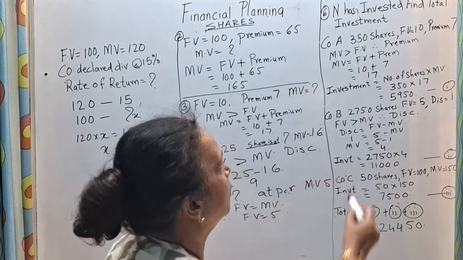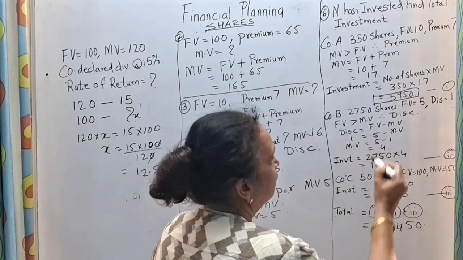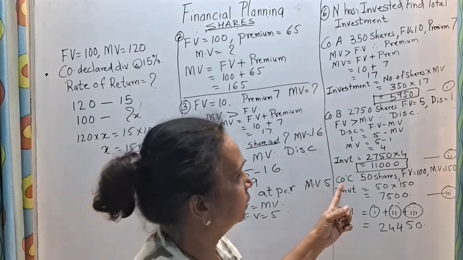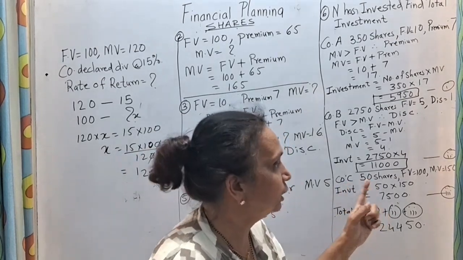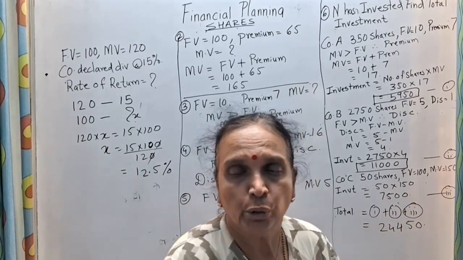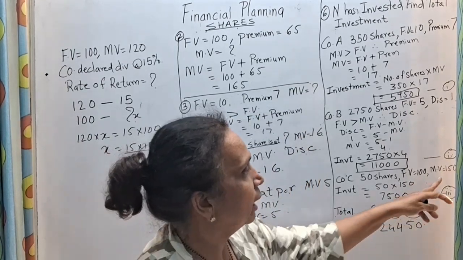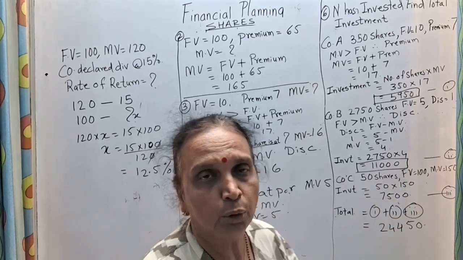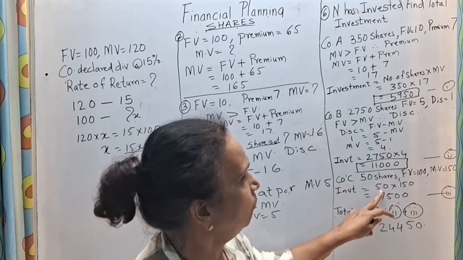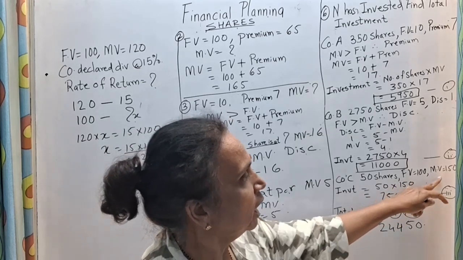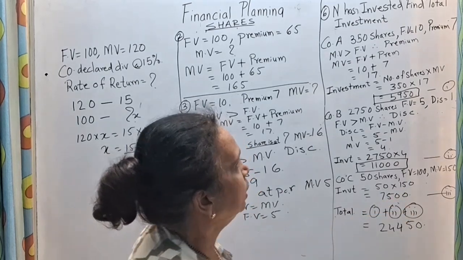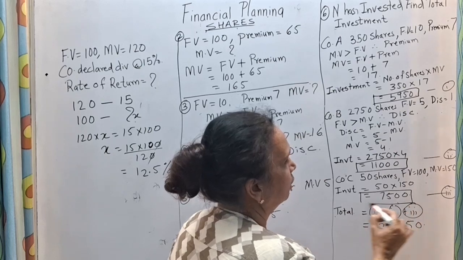So this is the total amount he has invested in company A. This is the amount invested in company B. Now the next they have given is in company C he has invested in 50 shares and they have told us the face value is 100 and market value is 150. You need not find the premium here, as market value is greater than the face value. You just want the investment, so you are just writing the number of shares, that is 50, into market value, that is 150, that is 7,500. So in company C he has invested 7,500.